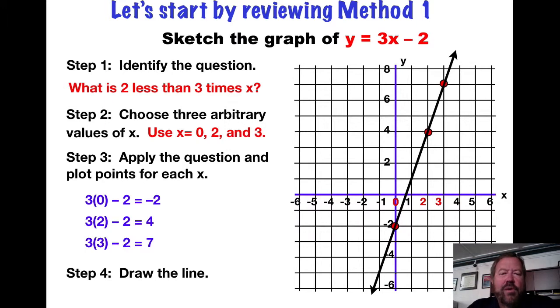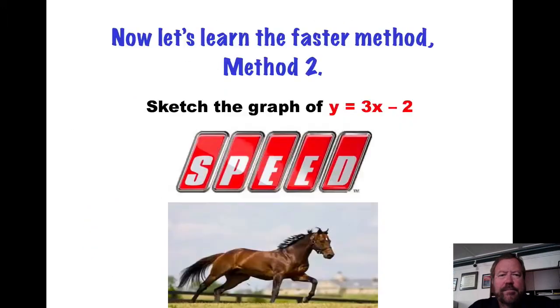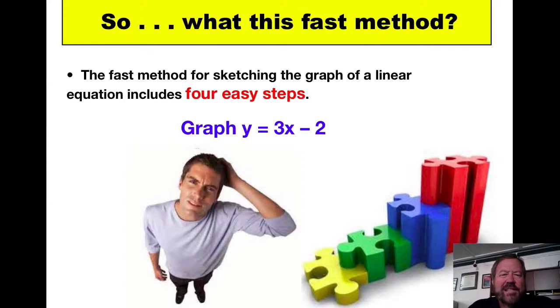So that was method 1, the more intuitive method that involves understanding the concept that an equation is really asking a question about numbers on the x-axis. You get to choose the numbers, apply the question, record the answers, and plot your points and draw the line. Now, let's learn the faster method, method 2. Sketch the graph of y equals 3x, take away 2, and now we're going to go for speed. So what is this FAST method? The FAST method for sketching the graph of a linear equation includes 4 easy steps.